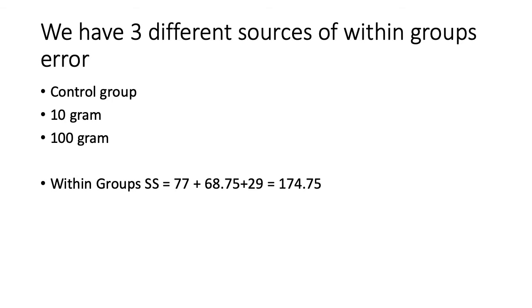So what was our total error in the experiment? It's the sum squares of the error in the control group, plus the sum squares of the error in the 10-gram group, plus the sum of the squares of the error in the 100-gram group, leaving us with 174.75. Sum squares within is what we call it. We call it the within group sums of squares, but I want you to know it's an estimate of error.